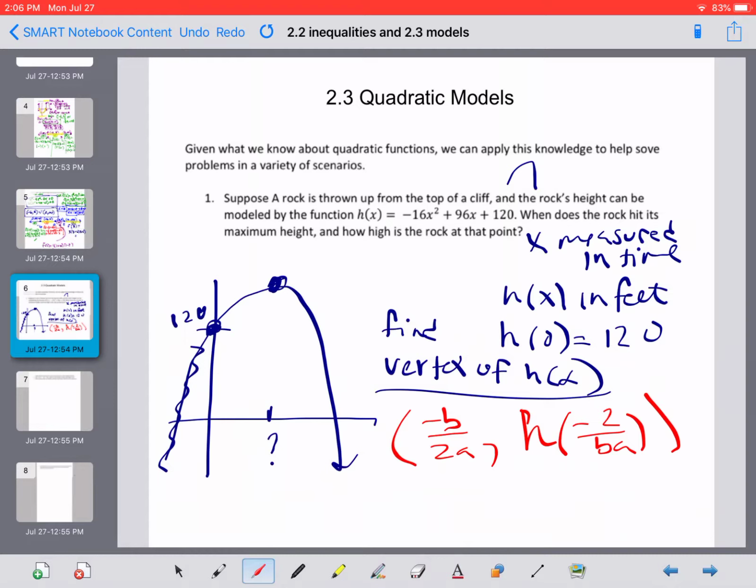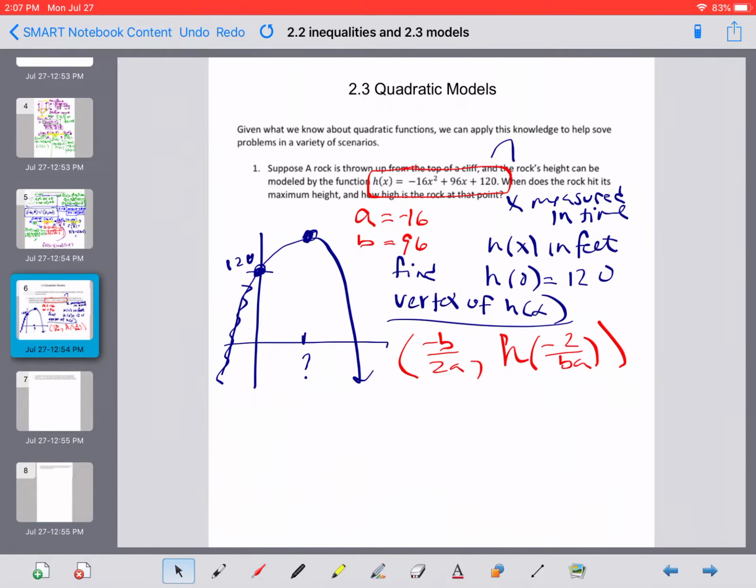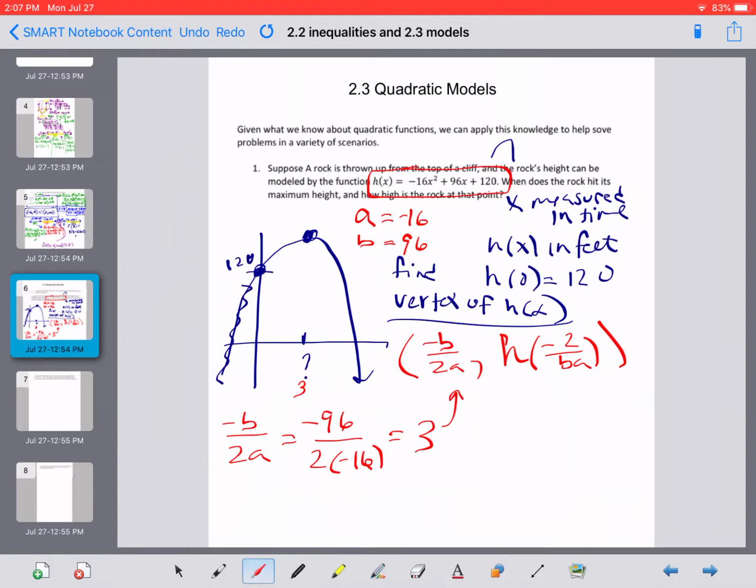Now, what are a and b in this case? Well, remember, a is the leading coefficient. That's the coefficient on the x squared term, so a would be negative 16. And b is the coefficient on the x term, so b would be 96. Using this formula, we get that negative b over 2a is going to be equal to negative 96 over 2 times negative 16. So you do this computation and you end up getting 3. So the x value that we're looking for is at time 3. So at time 3 seconds, the rock is going to hit its maximum height.